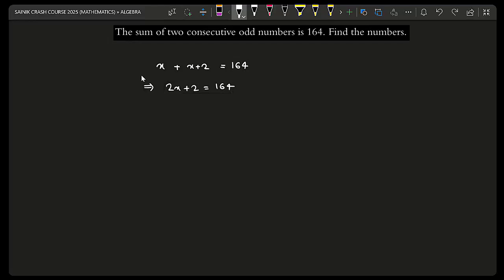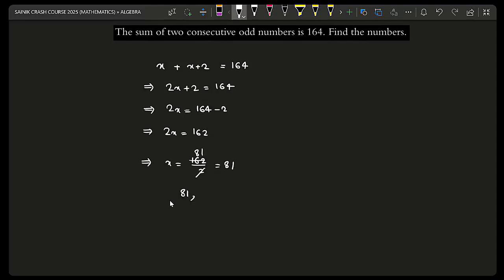Yes. How to solve this equation, Abhiday? Sir, we can transfer plus to the other side. Yes, plus 2 becomes minus 2. Addition becomes subtraction on transposition. So 2x is equal to 162. Now, how to find the value of x? Sir, we can transpose the 2 to the other side. So multiplication becomes? Division. So 2 81s are 162, that is 81. That means the first odd number is 81.